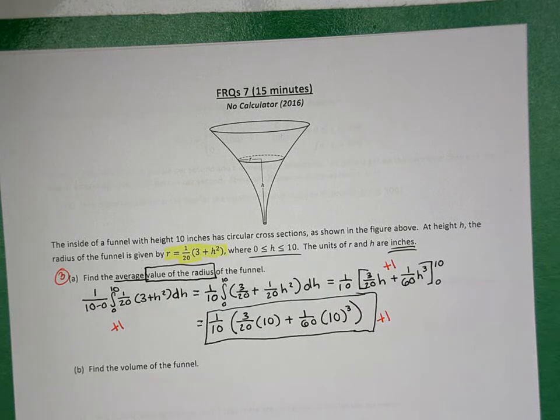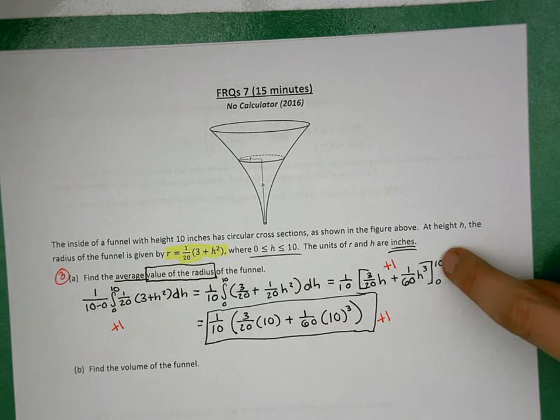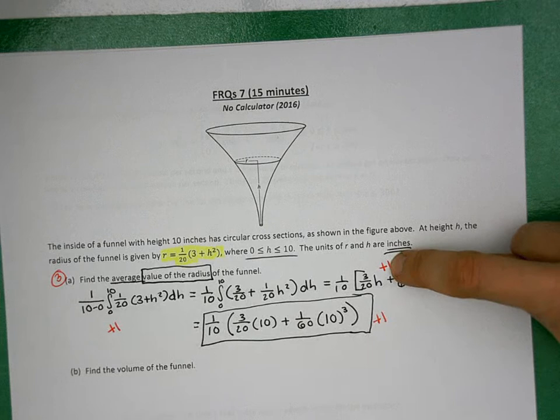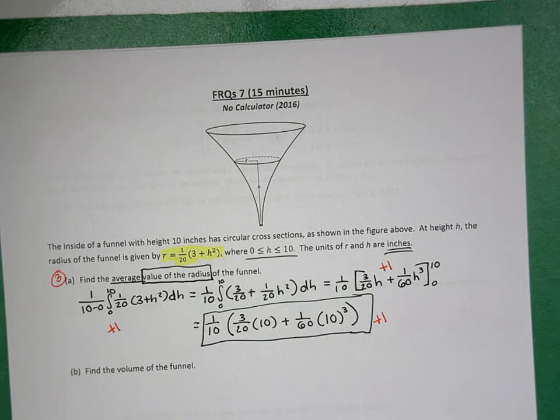But give it your best shot. Move on. Plug in your upper minus plug in your lower. You can still get your answer point even if you messed up on the antiderivative potentially. So don't let it stop you. Put down anything you can think of related to the problem.